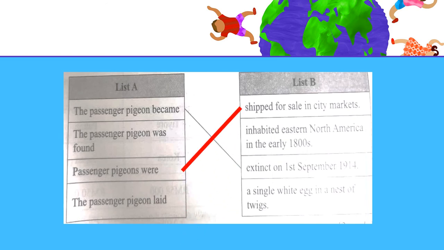Next. Passenger pigeons were shipped for sale. The passenger pigeon inhabited eastern North America. And then the last one, laid a single white egg in a nest of twigs.